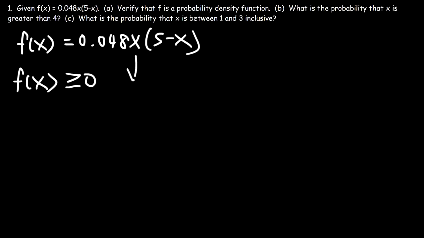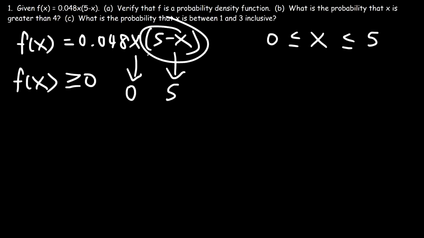So notice that when x is 0, the function will be equal to 0, and also when x is 5. So x has to be between 0 and 5. If x is 6, 5 minus 6 will give us a negative result. And if x is negative 1, this will give us a negative result. So x has to be between 0 and 5.